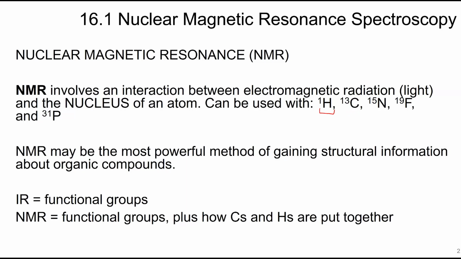It's one of the most powerful methods of gaining structural information about organic compounds. So IR gives you information about functional groups. NMR can show you functional groups, plus how all of the carbons and hydrogens are put together. Or if you're looking at different nuclei, you can look at how the nitrogens or fluorines or phosphorus are arranged. But for this class, we'll just be doing proton and carbon.